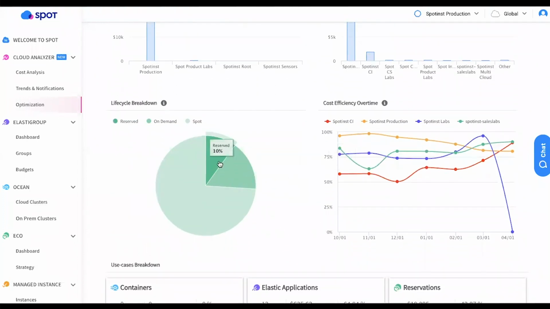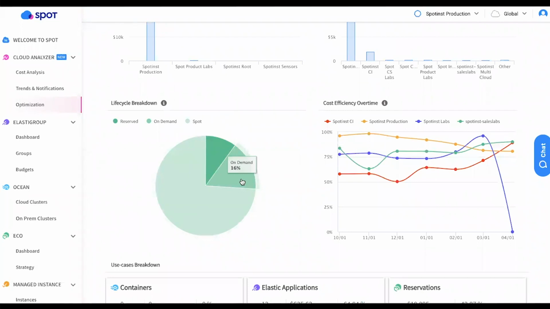Over here, we have just a quick overview of the life cycle breakdown in our environment. Most of our workloads are running on spot instances. We have 10% that are running on reserved capacity. And then there's always going to be a part that's running on demand.